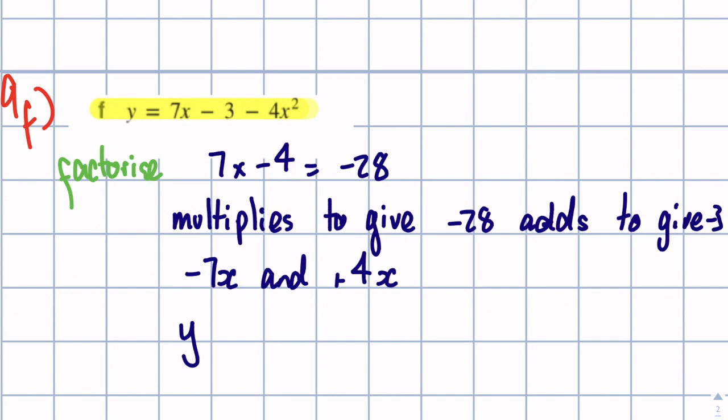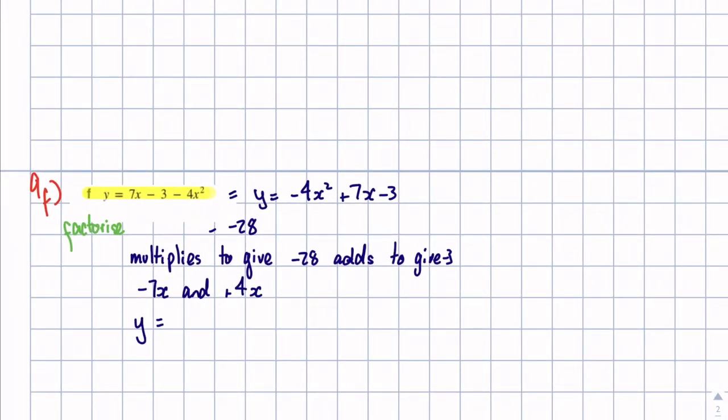No, don't worry, ignore me. This is the same as y equals negative 4x squared plus 7x take 3. Yeah, I have done this question wrong. Let's have a go again. Glad I've got an eraser that does this.